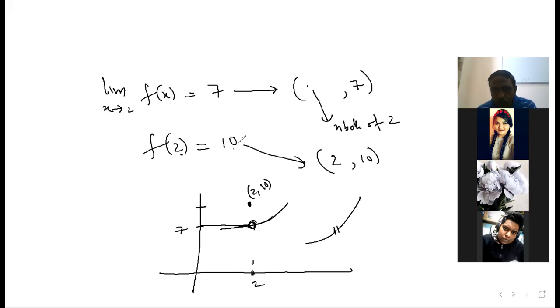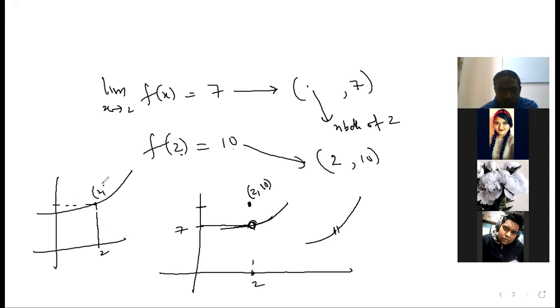See, if the graph was continuous, when the value of x is 2, the y coordinate should have been 7. If it is not continuous, what will happen? The value of f of 2 is 10. That means a point is missing in between, and that point is on the graph above, at (2, 10). All the other points are continuous, all the other points are in the neighborhood.